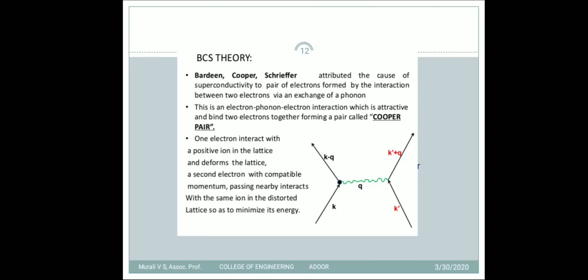A phonon is emitted by the wave vector, that is the electron K, and then it proceeds with K minus Q. This phonon is collected by the lattice, and another electron K dash comes to this lattice point, accepts this phonon, and proceeds as K dash plus Q. So the phonon lost by one electron is accepted by the other electron through a lattice point. This mutual exchange takes place, and thereby they form a Cooper pair.